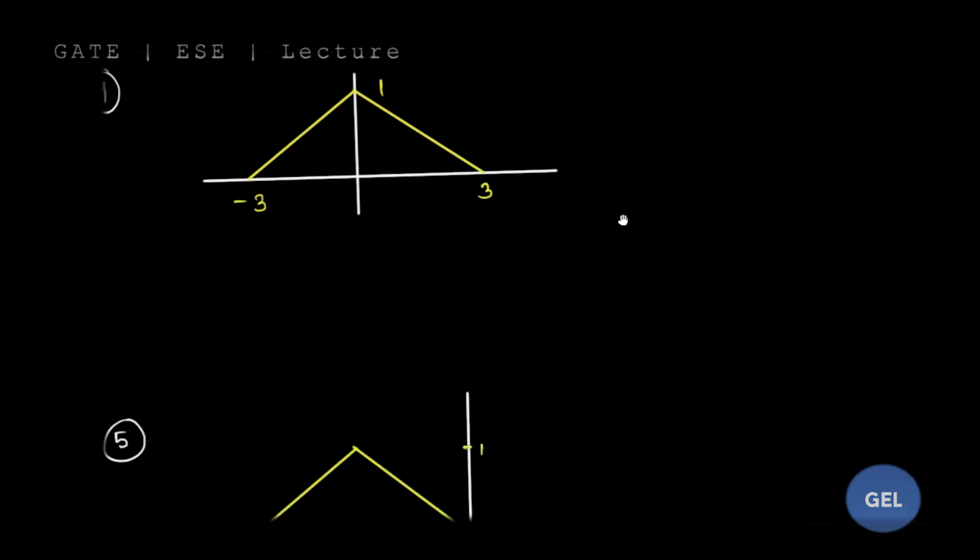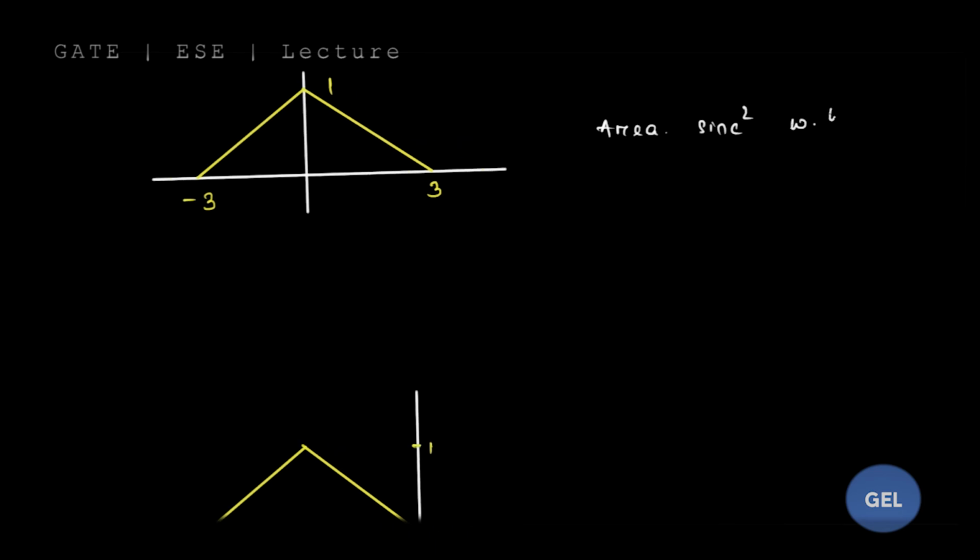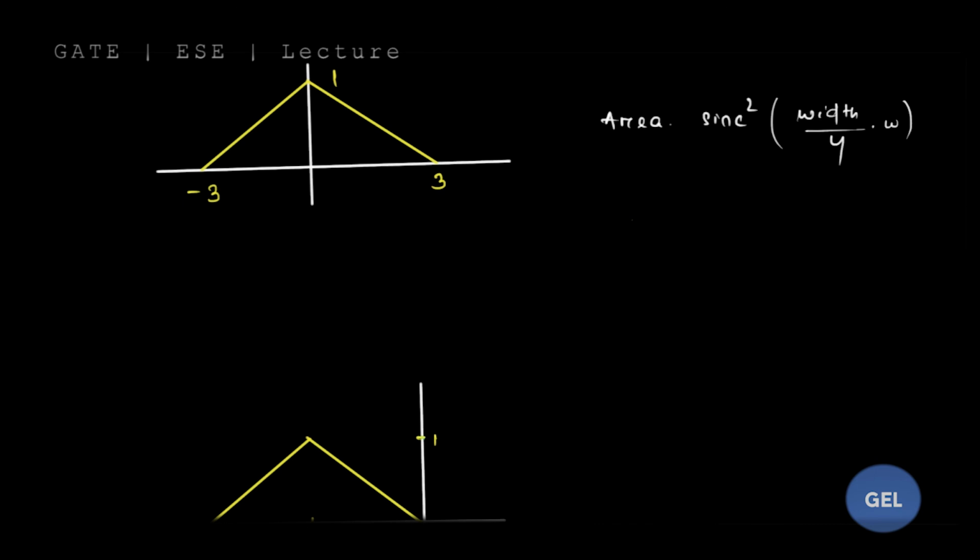Now moving on to the next kind of question, it is very important. This is a triangular function. The formula is area into sinc square of omega into width by 4. I want you to find out the answer. It's very simple. The answer will come out to be 3 into sinc square of 3 omega by 2. This will be the Fourier transform of this function.